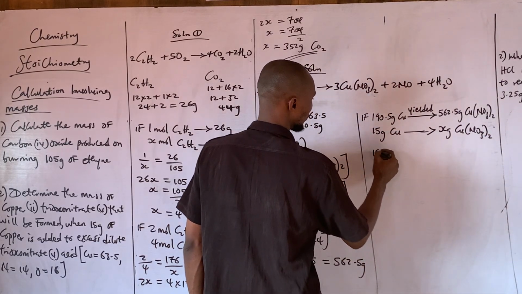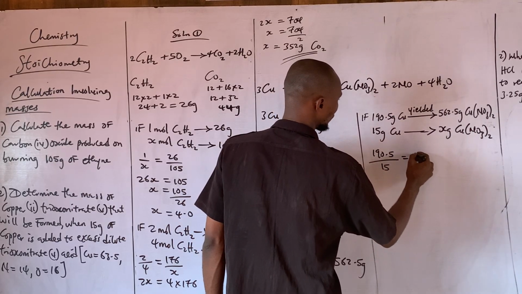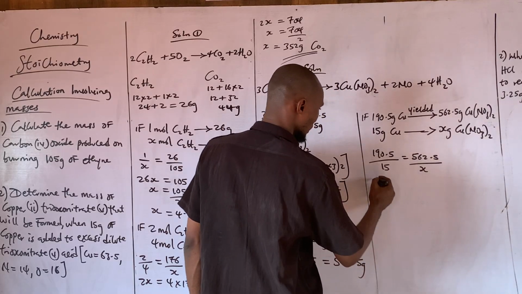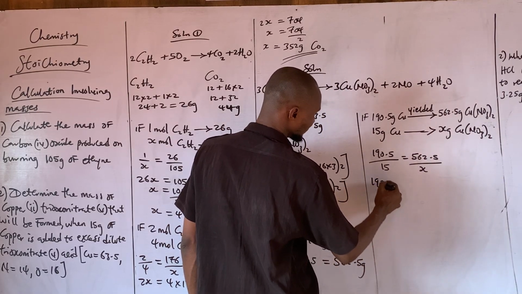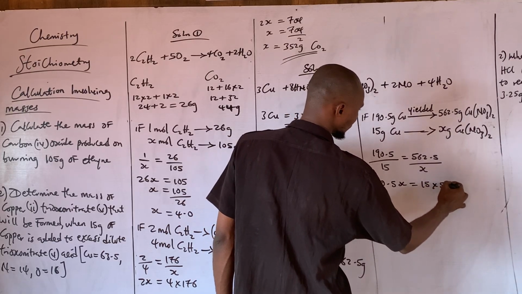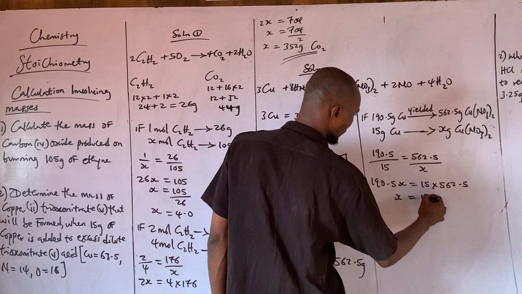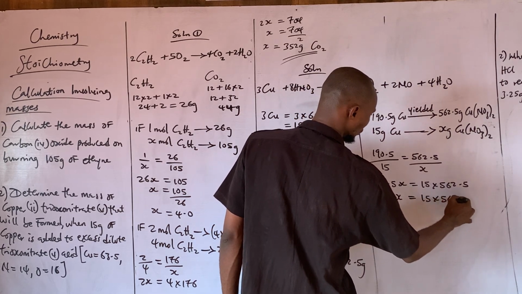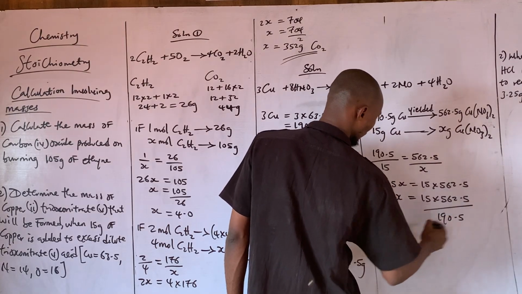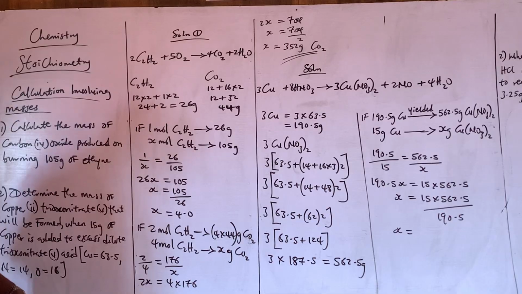So what do we say? 190.5 over 15 equal to 562.5 over X. Is that correct? Yes. When you cross multiply, you have 190.5X equal to 15 times 562.5. Is that correct? Yes. So X is equal to 15 times 562.5 divided by 190.5. Is that correct? Yes. Now X is equal to what do you have? 44.29.